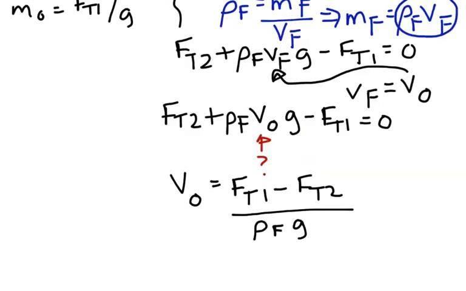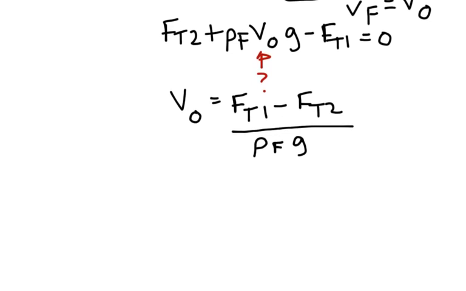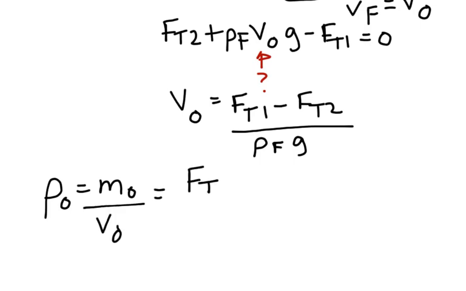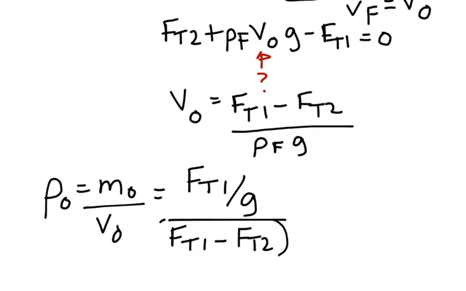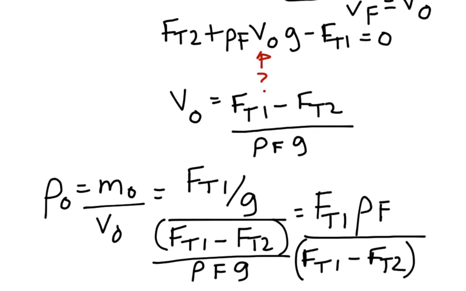So here's the equation for the volume of the object. And if we're going to find the density of the object, we just need the mass of the object divided by the volume of the object. The mass of the object is the force of tension in case 1 divided by the acceleration due to gravity. The volume of the object is written above. Rearranging this equation, I get the density of the object. So here's an expression for the density of the object.